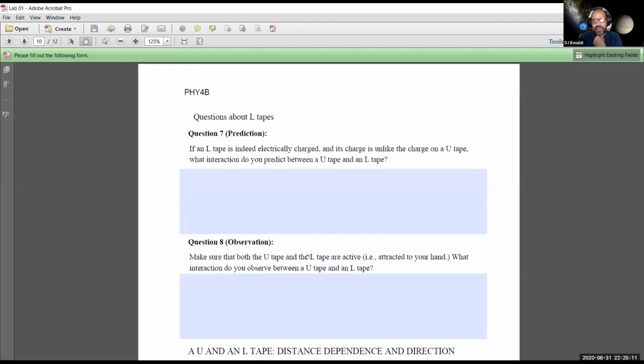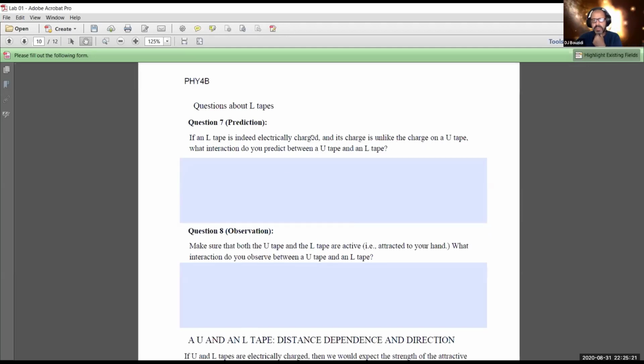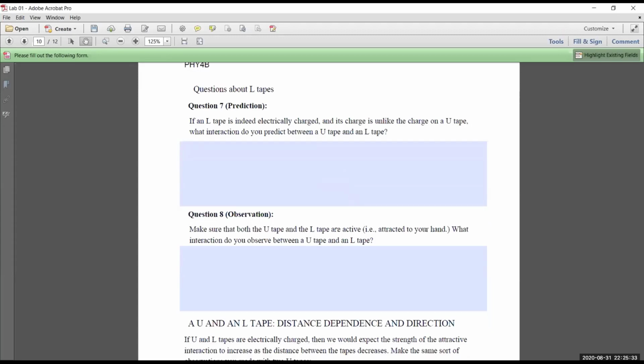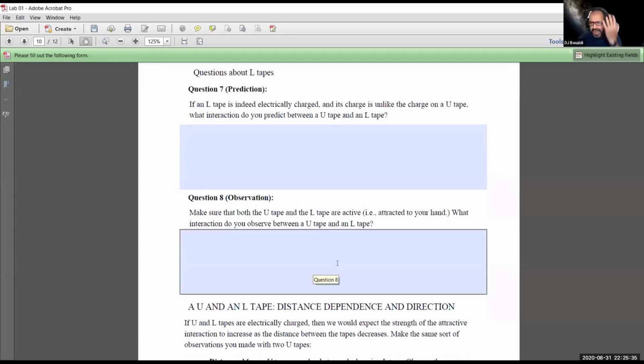Okay. Now you're ready to do the next activity, okay? If an L tape is indeed electrically charged and is charged unlike the U, what interaction would you expect? And this is the prediction and this is the observation, okay? Again, similar to the previous activity, one of them is what you think might happen. Again, based on the hypothesis, we expect them to be this type of interaction. And based on the observation, what you actually have seen, okay? That is your conclusion.